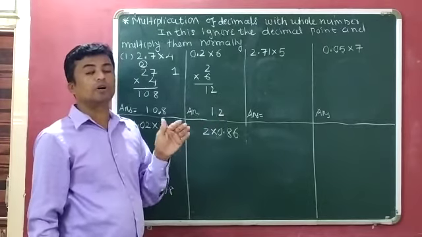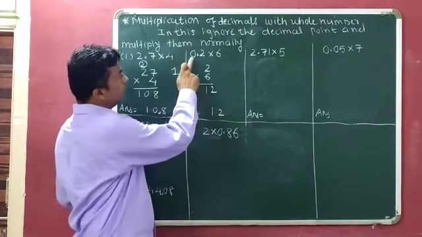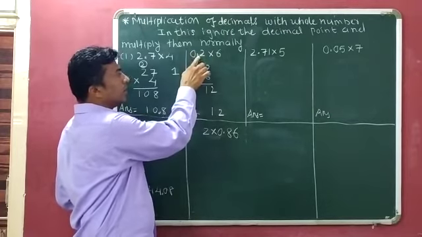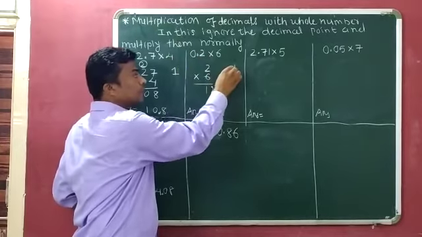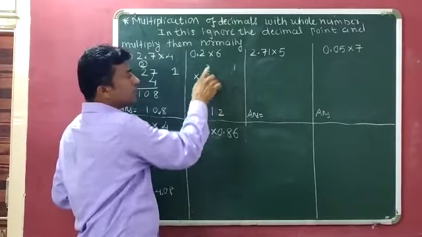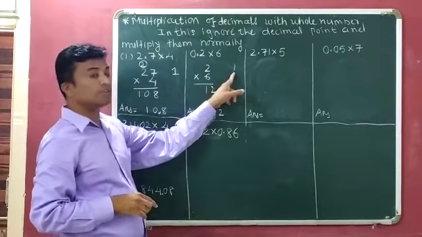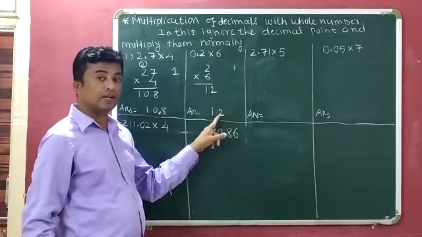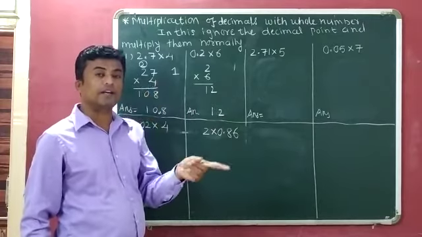For that we will count the number of digits which are available in the decimal number. Here in 0.2 multiply 6, the decimal point is available here. After the decimal point only one digit is available and it is 2, so we can write 1. And 6 is a whole number, there is no decimal point. So to write the decimal point in the answer, we will count one digit from the right hand side.